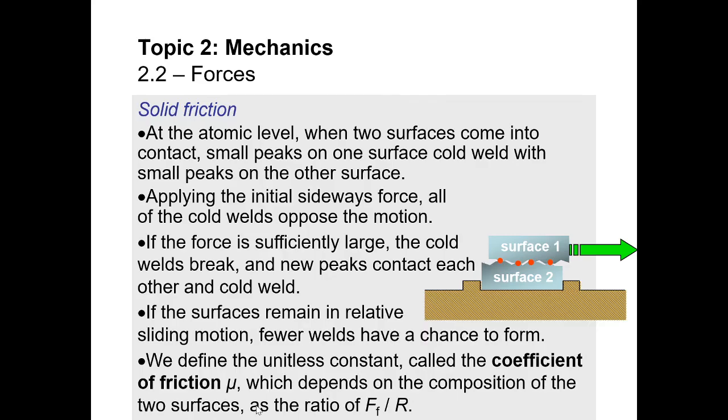The mu here is an actual quantity that you're going to see in the equations. Now, this is a unitless quantity. The reason why it has no units is because it is the ratio of the force of friction to the reactive force, or the normal force, as it's shown here.